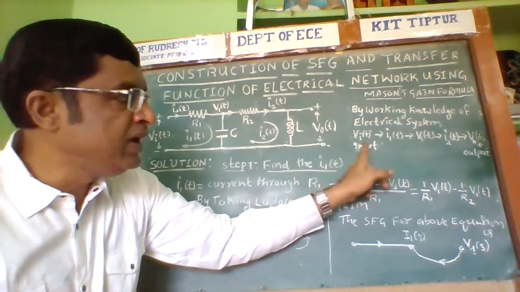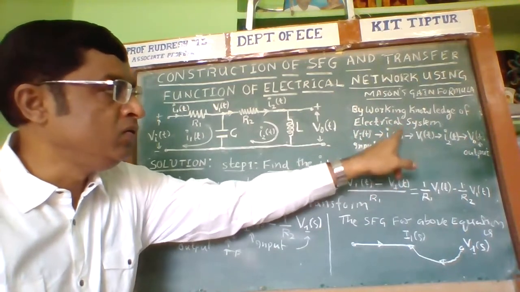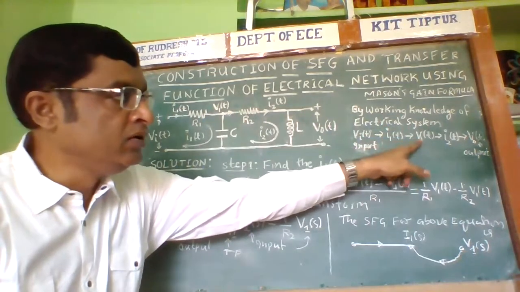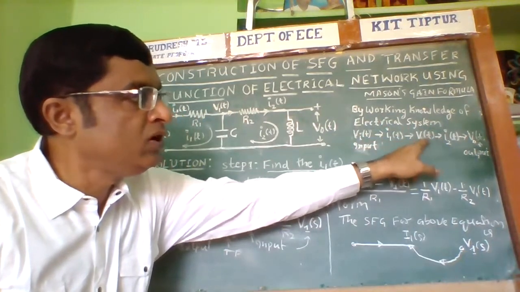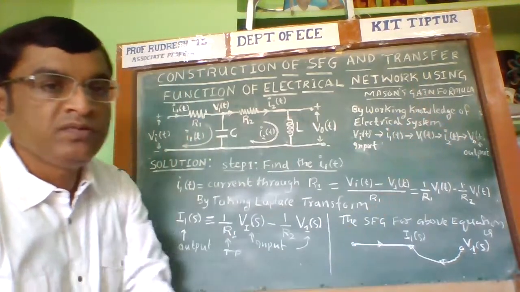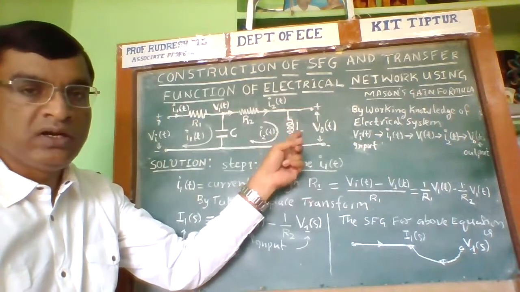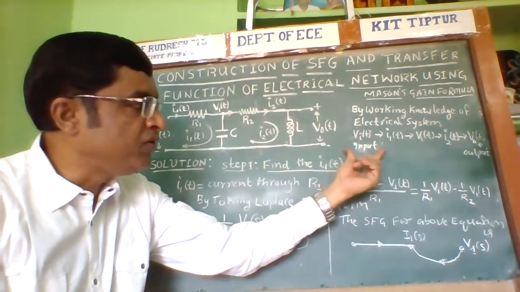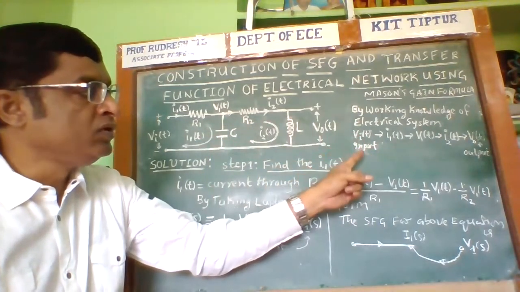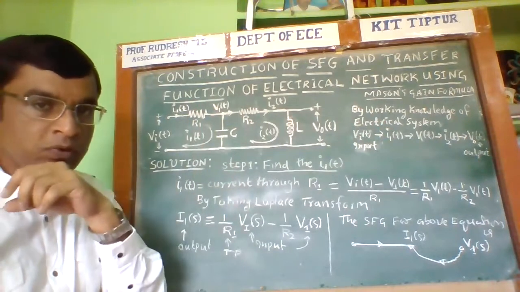When I apply VA of t, we get the current I1. Due to the current I1, the node voltage V1 is generated. Due to V1, the current I2 is generated. Due to I2, V naught of t is obtained across the inductor. Therefore, for the first section, VA of t is the input and I1 of t is the output.